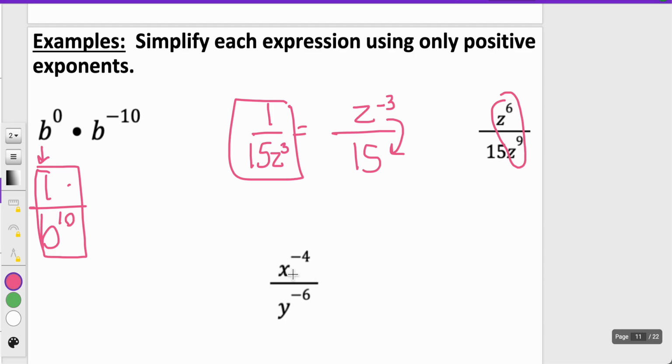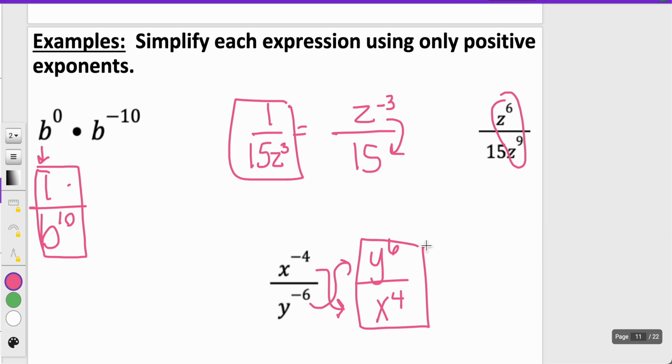Our last one, I can't simplify x's and y's together by subtracting, but what I could do is make x be on the denominator and y be on the numerator to make my exponents positive, so I'm going to get y to the 6th on the top and x to the 4th on the bottom.